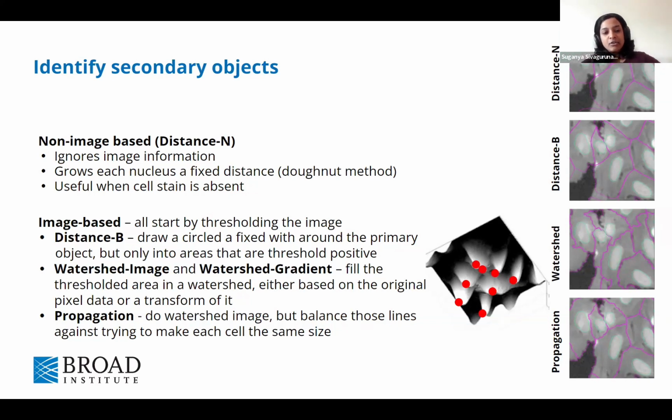There is a third setting called watershed. Here, you'll be able to come up with the outlines of your secondary objects based on the difference in intensity, similar to what we saw in identify primary objects. And there's another setting called propagation, which is very similar to watershed, but it assumes that all of your secondary objects are of the same size. You can choose either of these methods, whichever works well for your images.